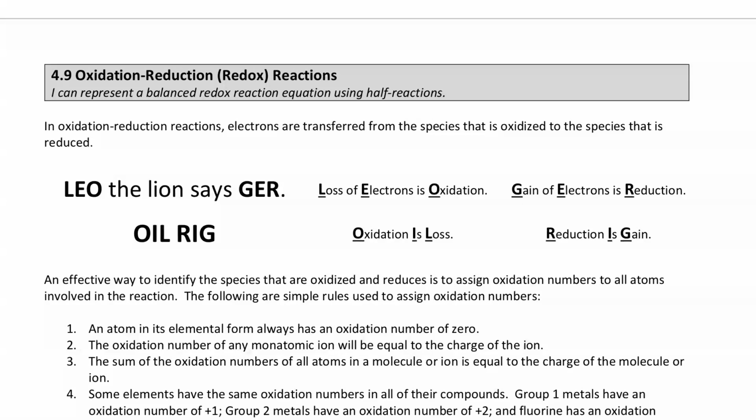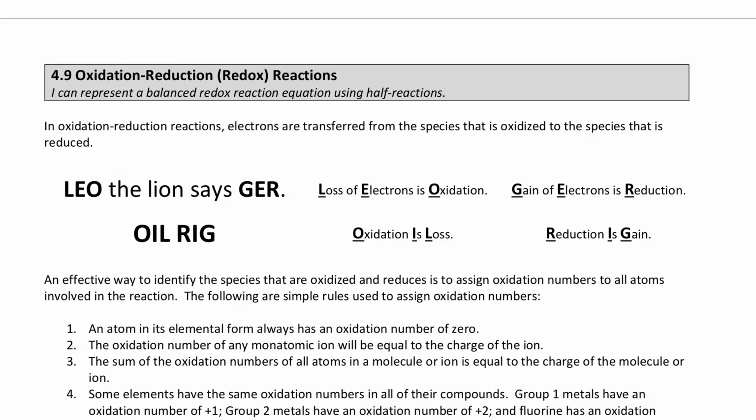I don't care. But in an electron transfer process, which is what redox is, there's either a gain or a loss. Okay? My favorite acronym for this is Leo the Lion says GER, where Leo tells us that loss of electrons is oxidation. GER tells us that gain of electrons is reduction. Maybe you like OIL RIG instead, where OIL tells us oxidation is loss, RIG tells us reduction is gain. So you will be expected to be able to identify when something is being oxidized or reduced.